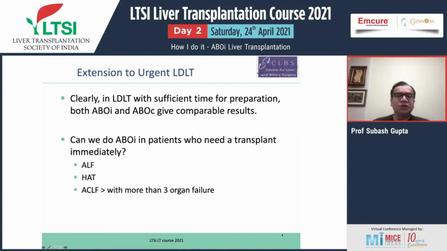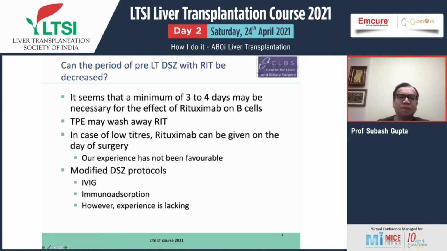So it's definitely worth doing ABO compatible liver transplantation if you have sufficient time for preparation, and it's possible even in sick patients. So what do you do when you have to do an urgent living donor liver transplantation? For example, acute liver failure, or somebody with, say, hepatic artery thrombosis, or somebody with ACLF with more than 3 organ failure.